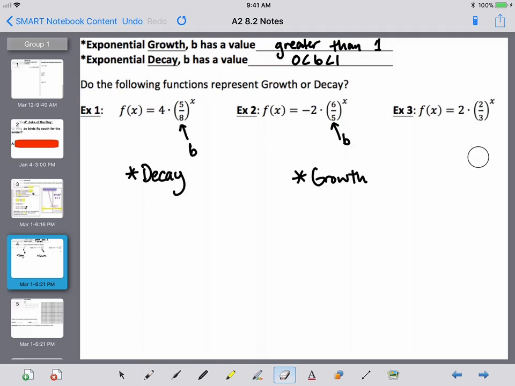And lastly, 2/3 is our b value in example 3. 2/3 is between 0 and 1, so this is exponential decay. Alright, so pretty straightforward. If it's between 0 and 1, it's exponential decay, meaning it's going to go down from left to right, and if it's growth, it's going to go up from left to right, and that has a b value that is bigger than 1.